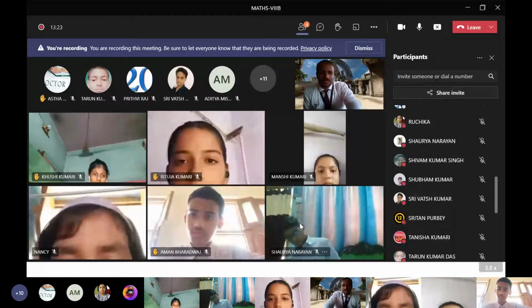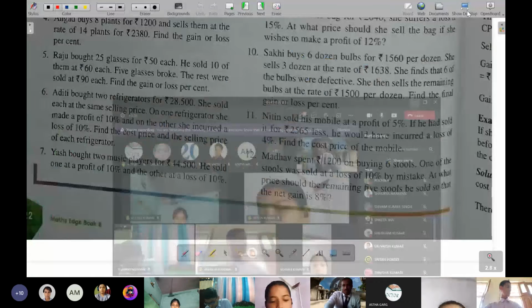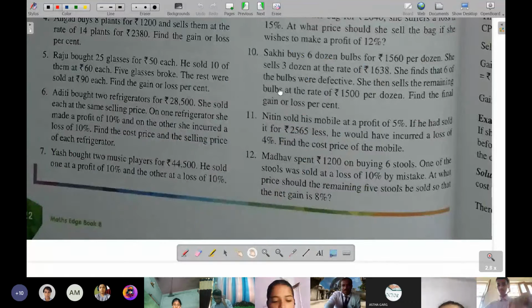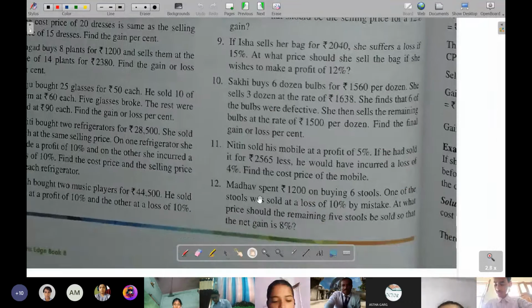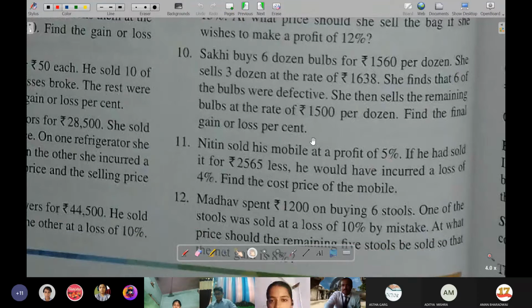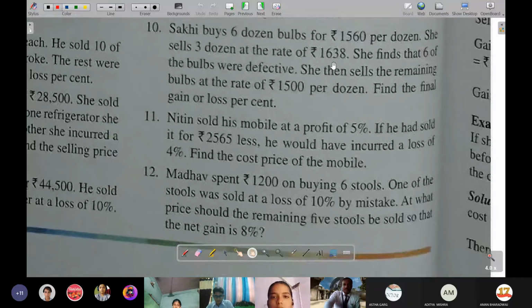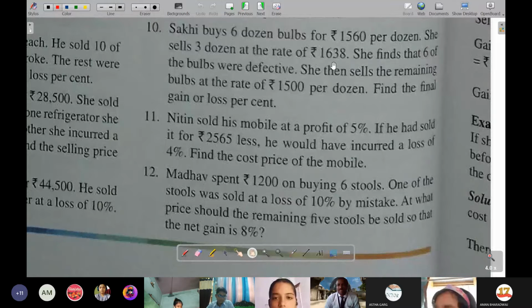So let's see. Okay, question number 10 and then after question number 4 also from try this section. So what is being said over here? Sakshi buys 6 dozen bulbs for rupees 1560 per dozen. She sells 3 dozen at the rate of 1638. That means 1638 is per dozen rate.